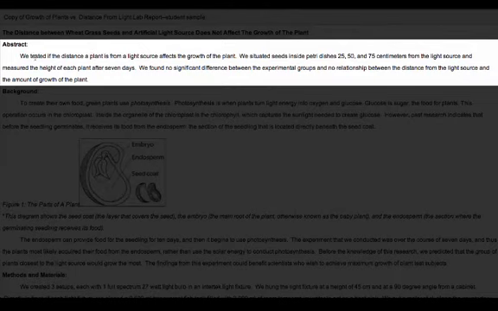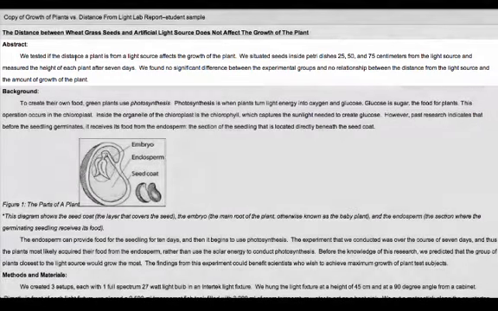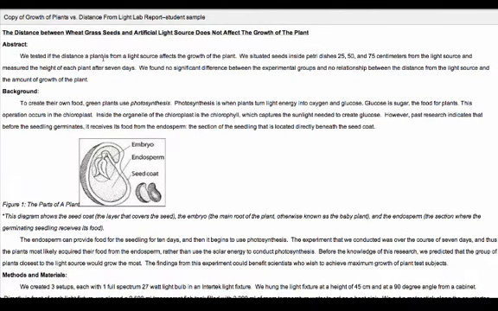So the first sentence: we tested if the distance a plant is from a light source affects the growth of the plant. So that's the idea being tested. We situated seeds inside petri dishes, and so on. That's the overview of the procedure. We found no significant difference: results, and conclusion. So very to the point, very short and simple.